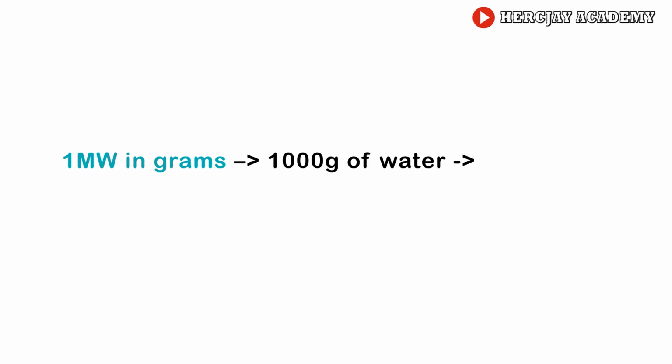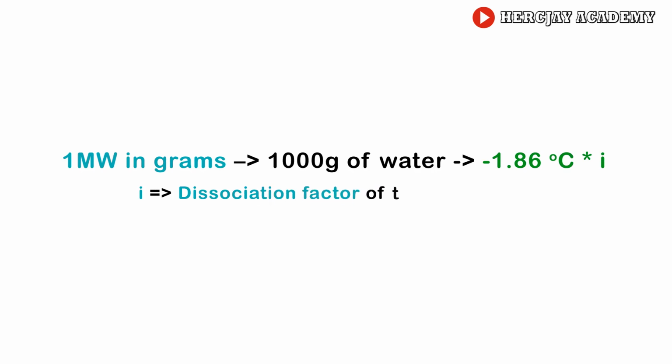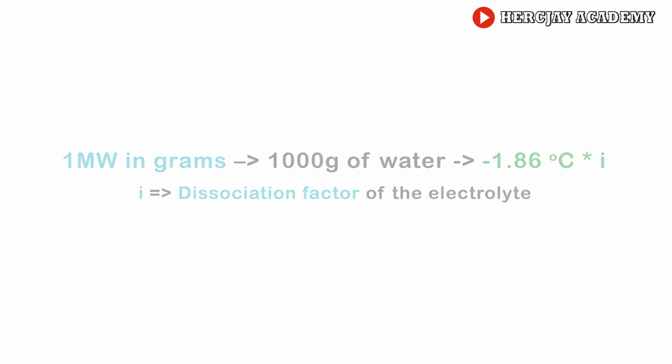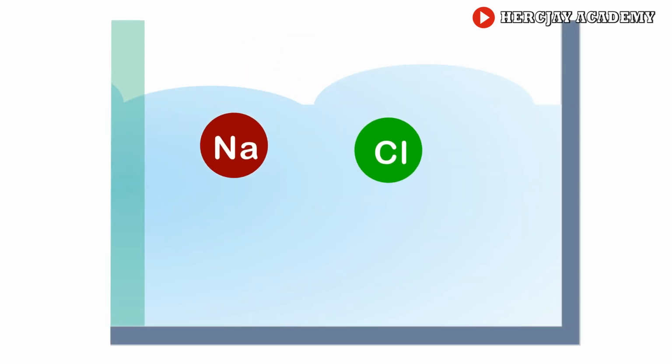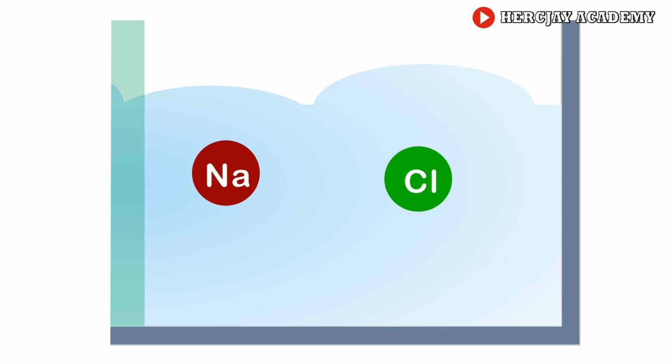For electrolytes, we will have one molecular weight in grams dissolved in 1000 grams of water to freeze at minus 1.86 times i. i is the dissociation factor of the electrolyte. Let me show you how it is calculated. For example, when particles of an electrolyte like sodium chloride go into solution, a percentage of that sodium chloride will dissociate into sodium and chloride ions.